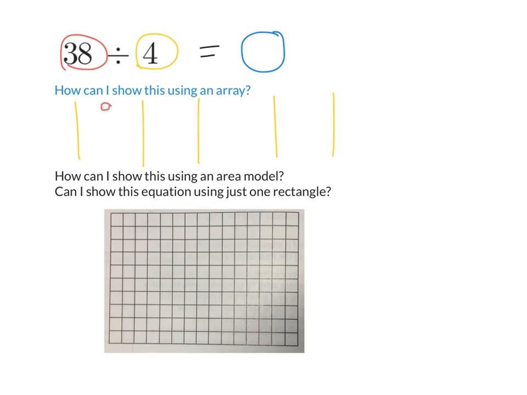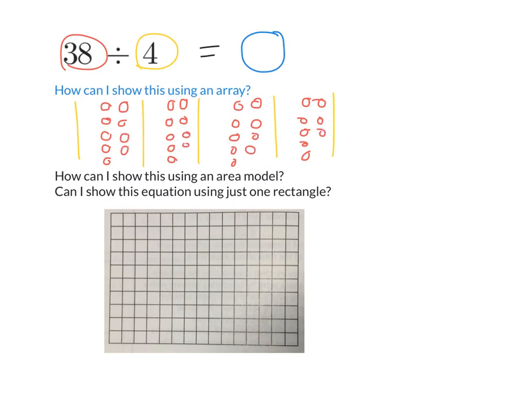So I'm going to start to divide. 1, 2, 3, 4, 5, 6, 7, 8, 9, 10, 11, 12, 13, 14, 15, 16, 17, 18, 19, 20. I need to keep going until I get to 38. 21, 22, 23, 24, 25, 26, 27, 28, 29, 30, 31, 32, 33, 34, 35, 36, 37, 38.